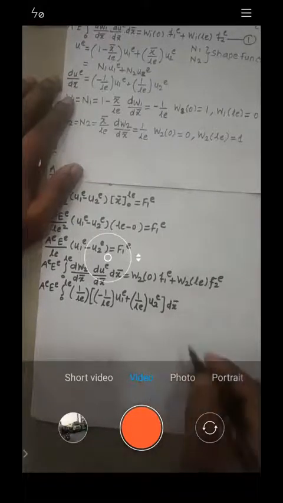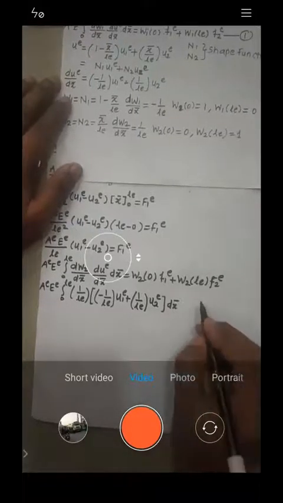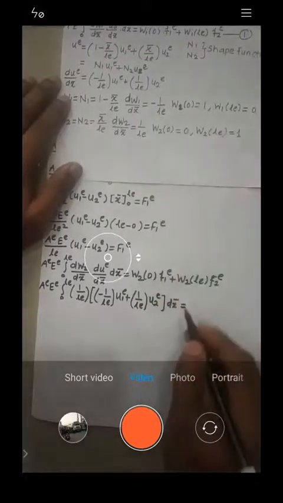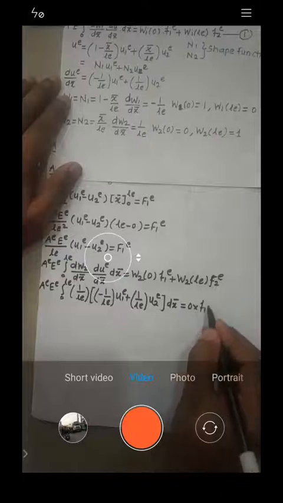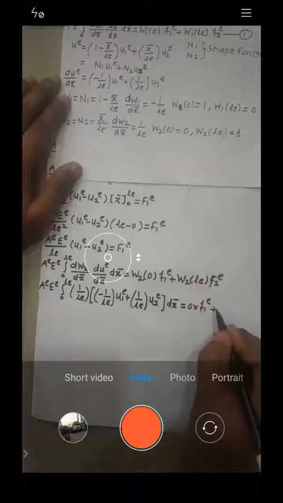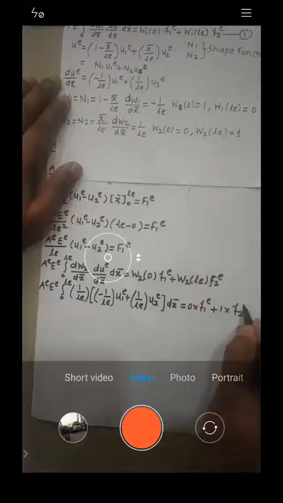Into dx bar is equal to W2 when 0, it's 0. So 0 into F1E plus W2 when LE, it's 1, so 1 into F2E. Is it okay or not? Let me know. Have you understood this? Yes, sir. Okay. Now again, AE, EE I will take.